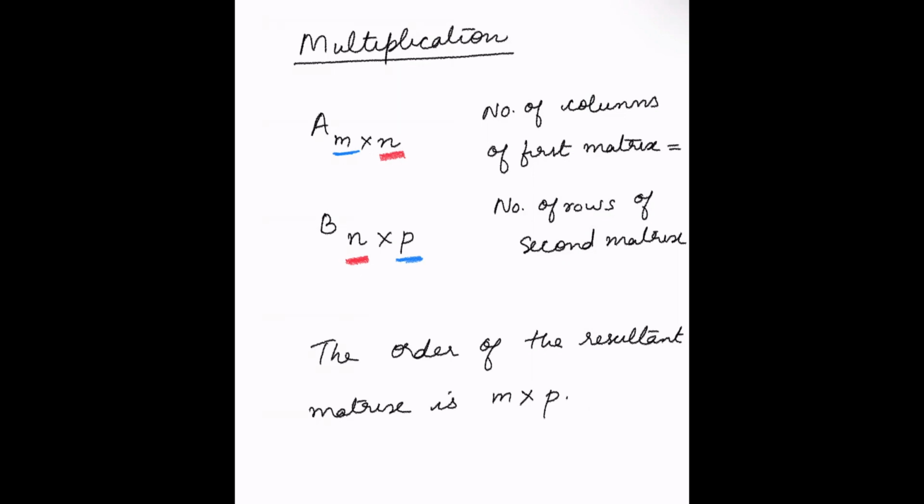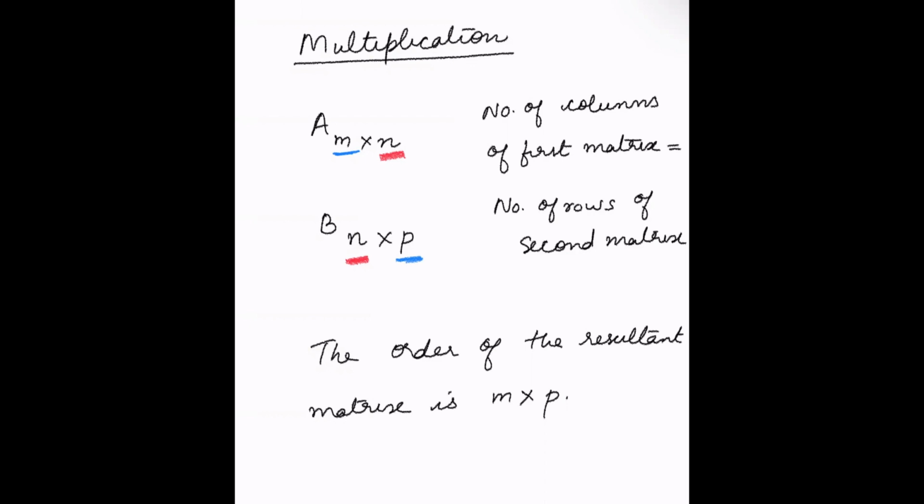So this is the basic requirement of multiplication. What is the requirement? The number of columns of the first matrix is equal to the number of rows of the second matrix. And after multiplication, what is the result going to be? The order of the resultant matrix is going to be m by p.